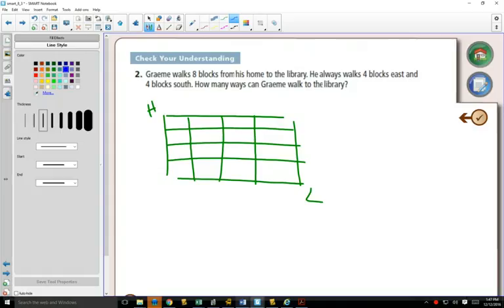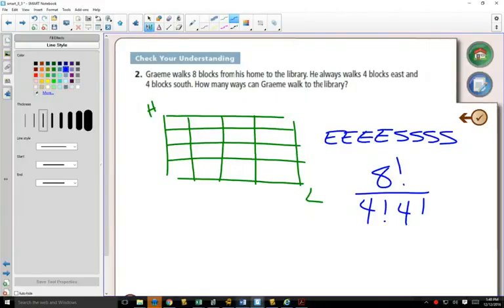So what's happening is each time we make a new path, the path will always be represented by 4 E's and 4 S's. And it becomes a Mississippi question of identical objects. Because every time you rearrange and get a different arrangement of easts and souths, you will have a different path. So how many ways could you rearrange those? Well, normally if they were all different, it would be a factorial. But we divide by 4 factorial and 4 factorial. And we would get the total number of ways that Graham could walk to the library.